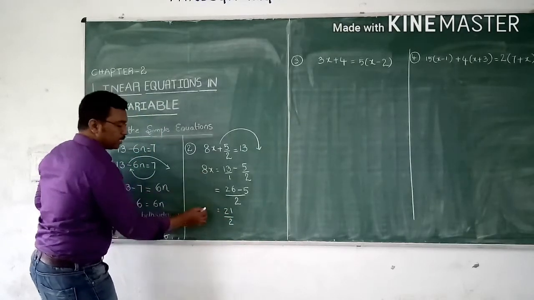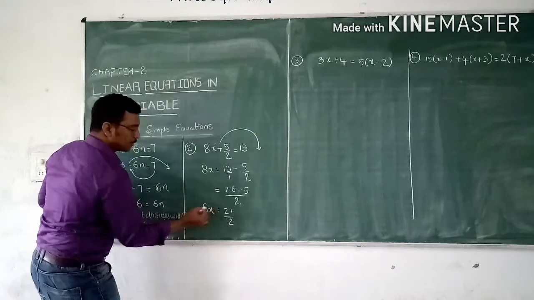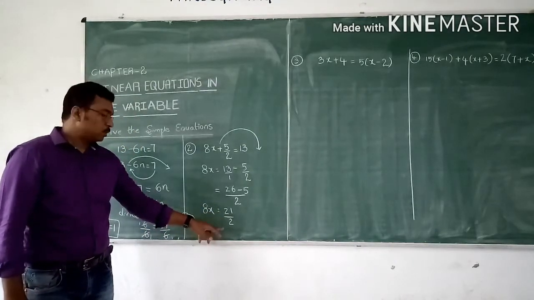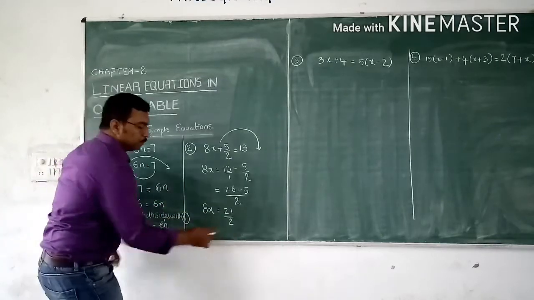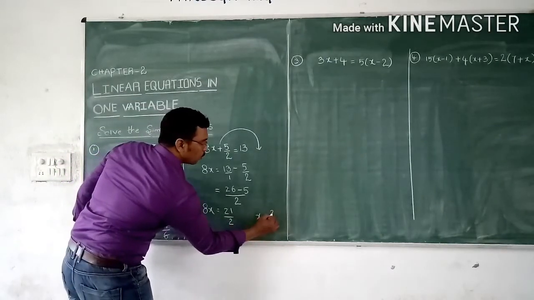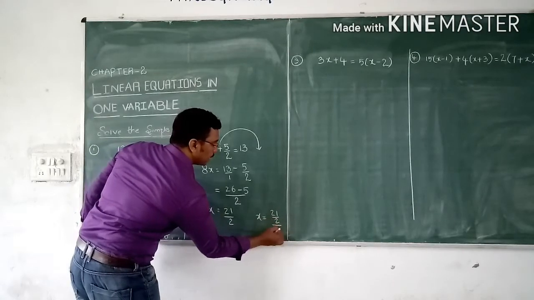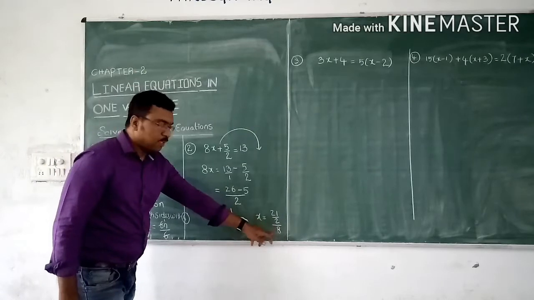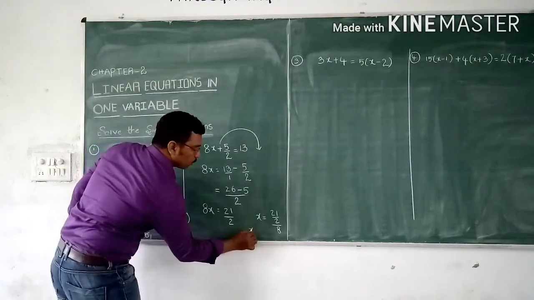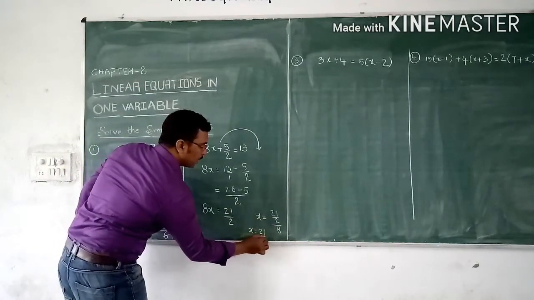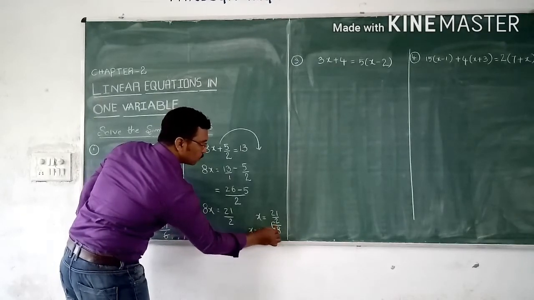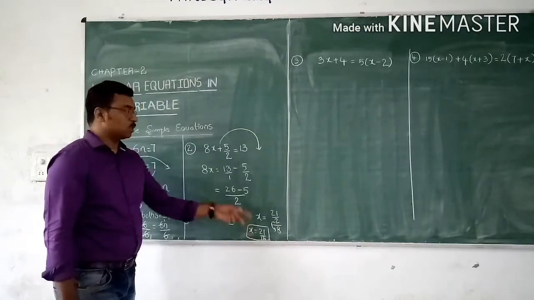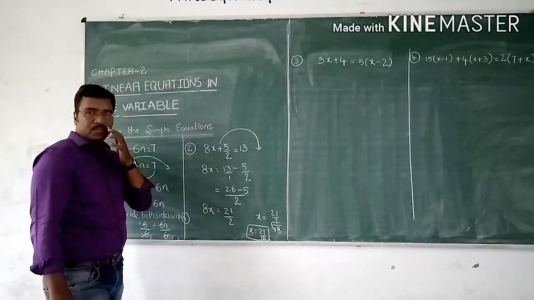Here on the left hand side it is 8x. 8x is equal to 21 by 2. So x is equal to 21 by 2 by 8. If it comes to this side, this comes under the denominator. So what is the value of x? x is equal to 21 by 2 eights, 2 eights are 16. So x is equal to 21 by 16 is the solution of this linear equation.